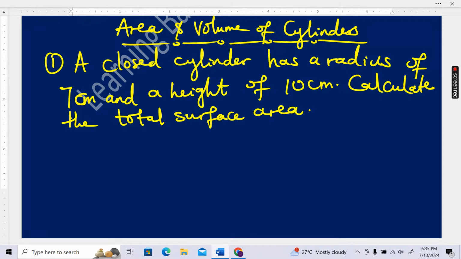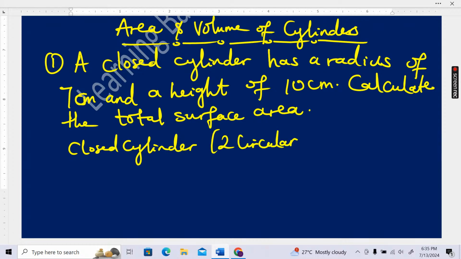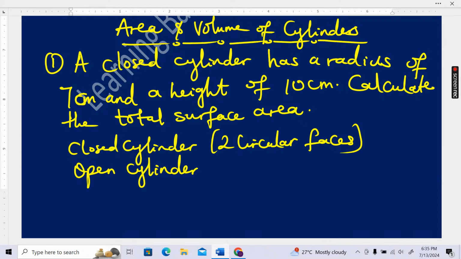Now, we have two types of cylinder. One is a closed cylinder. A closed cylinder has two circular faces, while an open cylinder, that's a cylinder that has been opened, has only one circular face.